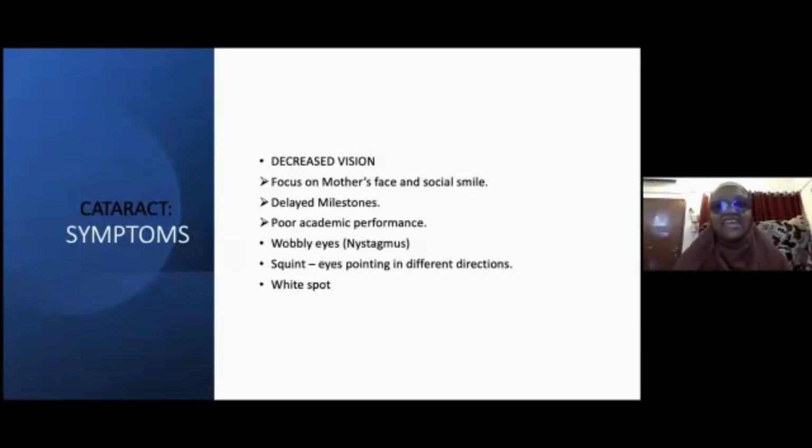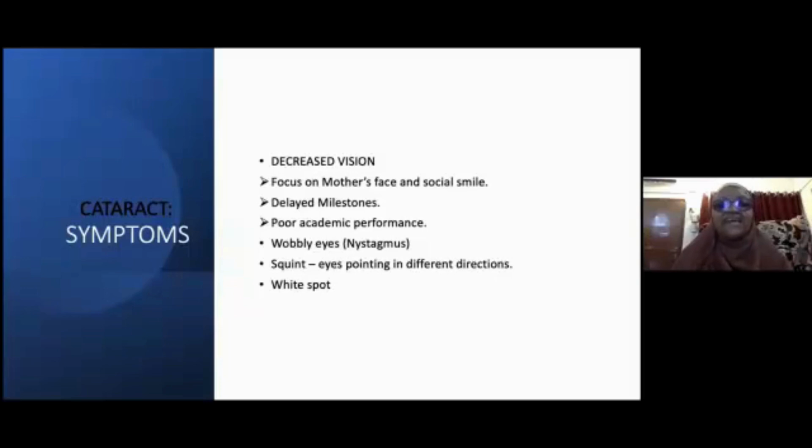Oftentimes, you might see an eye that is wobbly. It's sort of undulating, moving side to side in oscillations. You see the eye is vibrating sideways or up and down. If this is happening, it can be anything. It just means the message is the vision is poor. Something is causing that. One of the things that can cause that is a cataract. So we should always check.